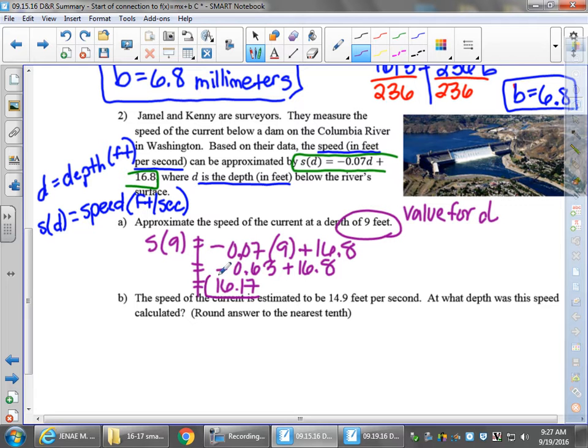I agree. This is, the algebra is correct. But what does this mean in the real world? What were you asked to approximate? Reread the question. What did it ask you to approximate? And how is speed measured? Feet per second. So 16.17 feet per second. And I'm done. A nice sentence would be, at a depth of 9 feet, the speed of the water is 16.17 feet per second.